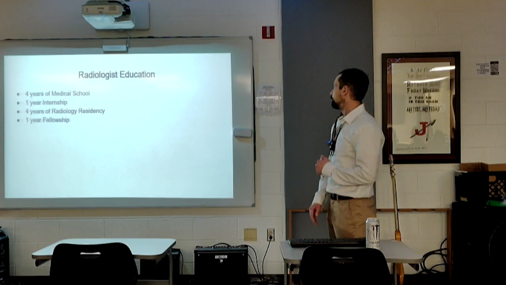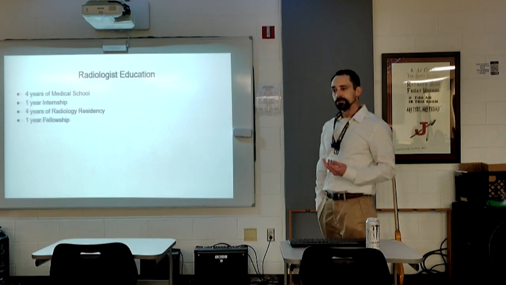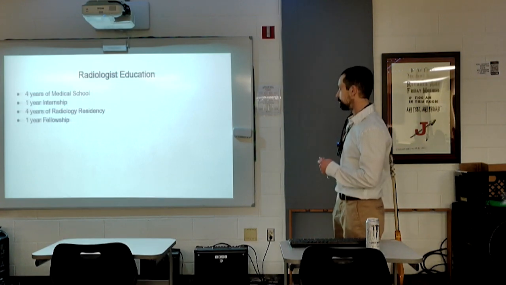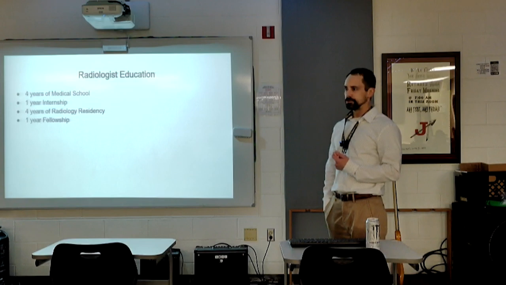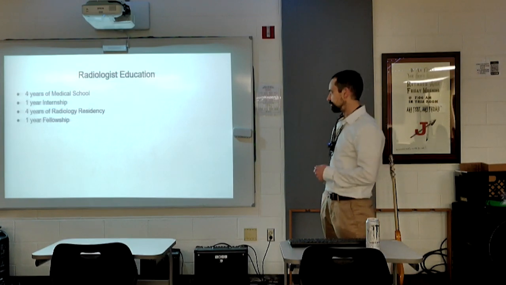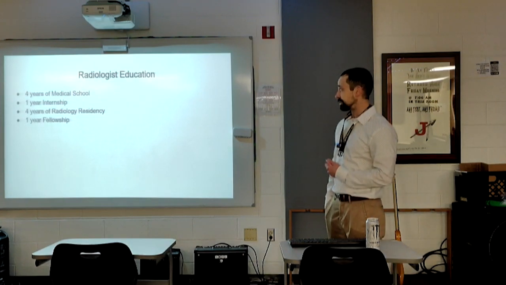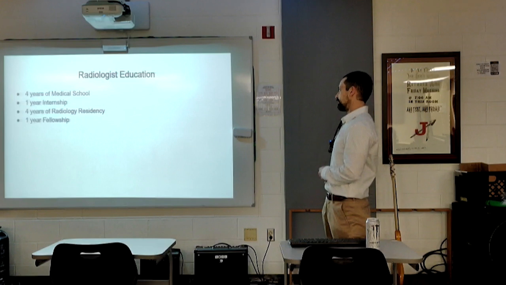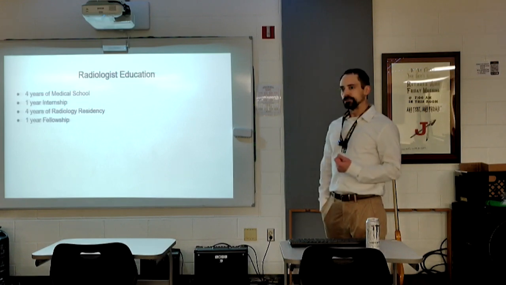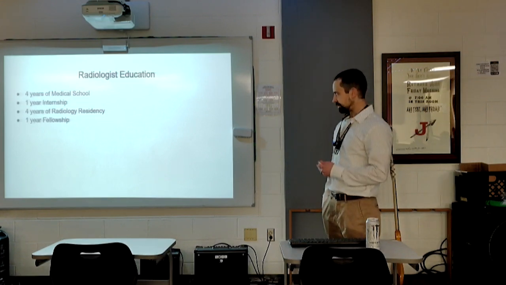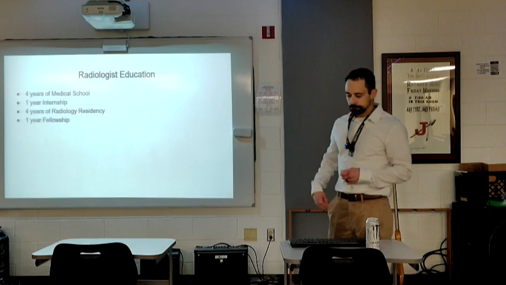As far as how do you become a radiologist, you have to go to medical school, so that's 4 years. After that, you do a 1-year internship. Most people choose internal medicine. Some will do surgery. After that, you do radiology residency for 4 years. And after that, you can do a fellowship. Most people nowadays choose to do a fellowship. That's when you subspecialize, like you want to do a particular type of radiology.